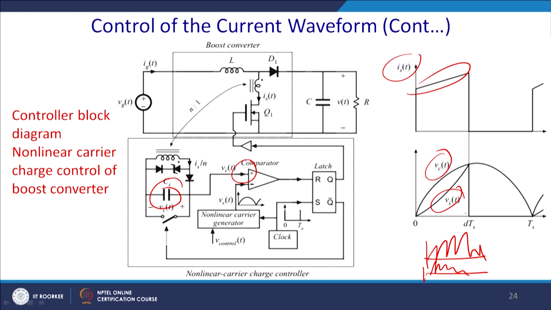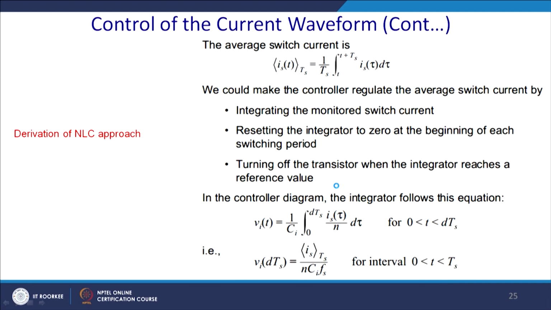So, ultimately again it will be reset for the clock pulse once this nonlinear carrier is over, and again the capacitor will be discharged when it is required to reset the flip flop to capture the second cycle. So, the average switching current is basically this. We can make the controller regulate the average switch current by integrating it.